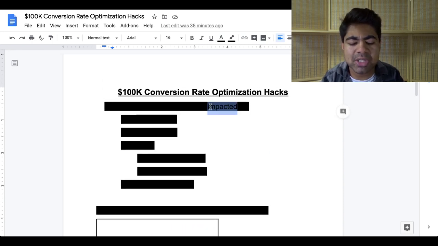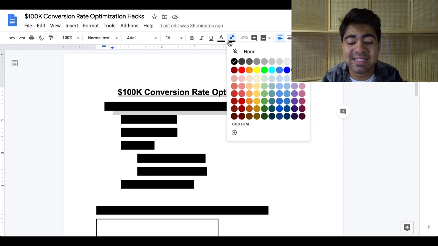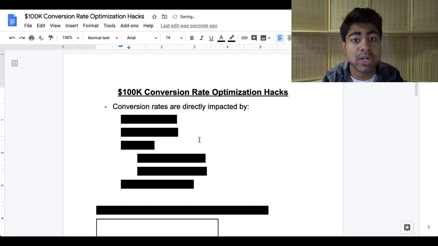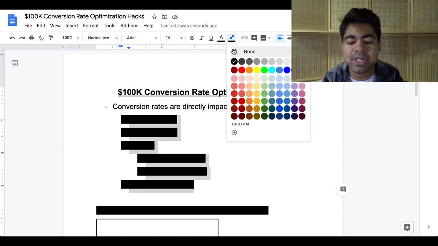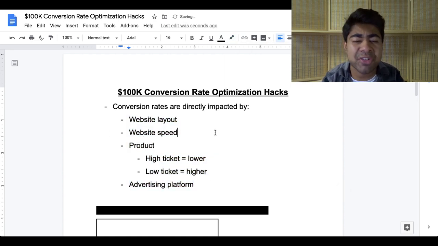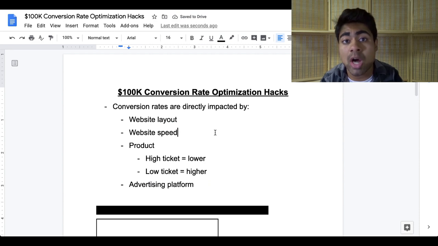But before we actually start talking about the specific hacks I have laid out, it's actually important to understand what conversion rates are even impacted by in the first place, because a lot of people have this misconception about conversion rates and they go after the wrong things and do the wrong changes on their websites or ads, hoping that improves the conversion rates, when in reality, there's only a few specific things which directly impact the conversion rates.